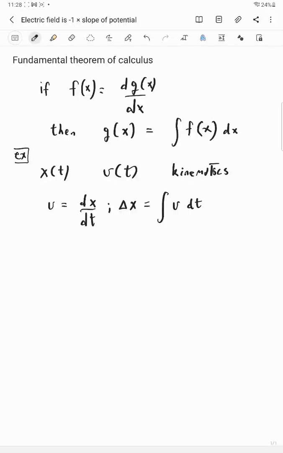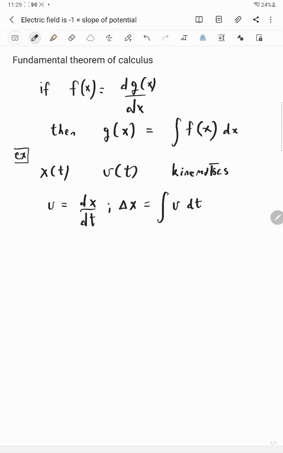So in this part of the lecture, I want to describe another relationship between the electric field and the potential. The relationship in particular is the one that's indicated by the title of this lecture, that the electric field is -1 times the slope of the potential.